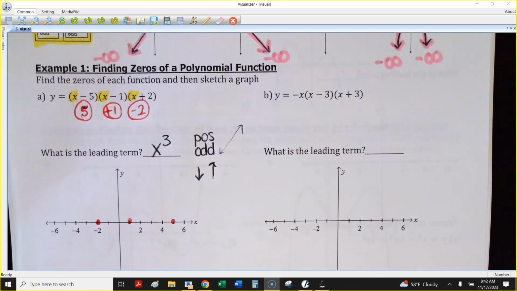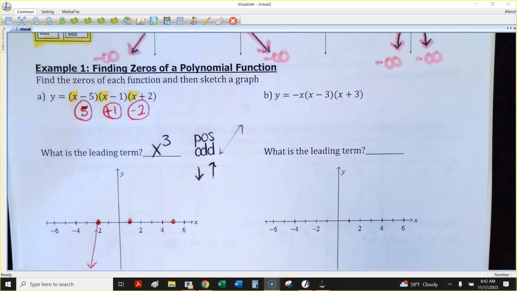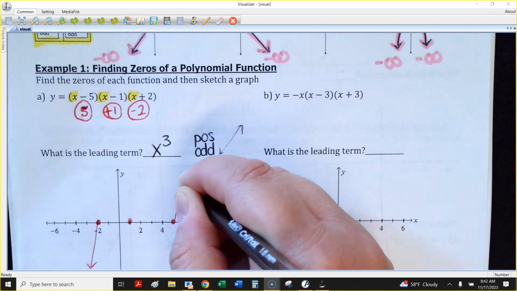Now, I'm going to use my end behavior. So I know on the far left, it's going to go down. So I'm literally just going to sketch so it goes down. That's it. On the far right, it should go up. So that's on the 5. I'm just going to go up.